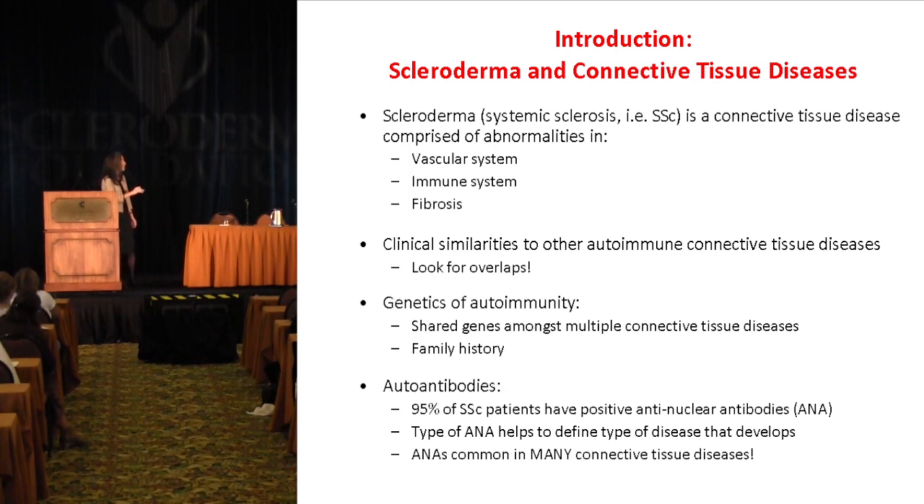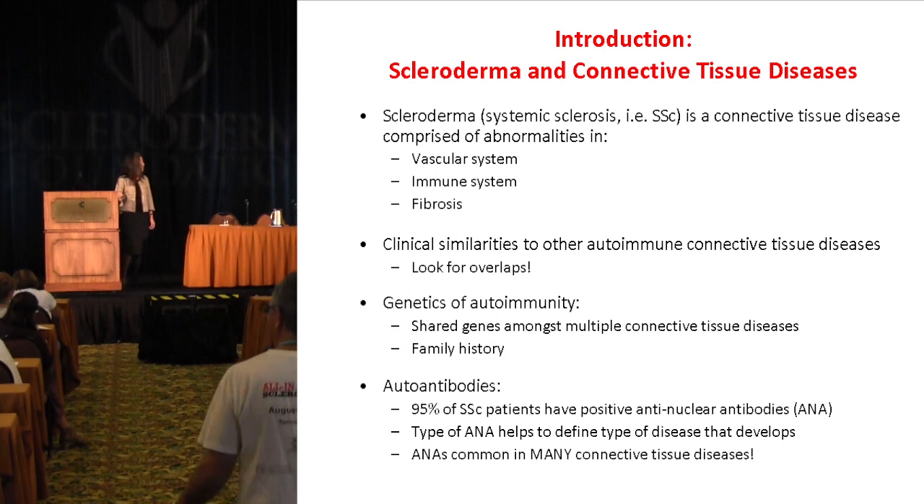I always take a very careful family history of my patients, and it's not uncommon that a patient will tell me, oh yeah, by the way, I've got scleroderma and my aunt has rheumatoid arthritis and my cousin has lupus. So again, I listen for this carefully because I think that's a clue to what's driving these diseases.